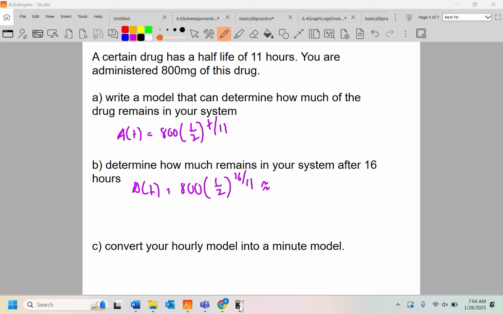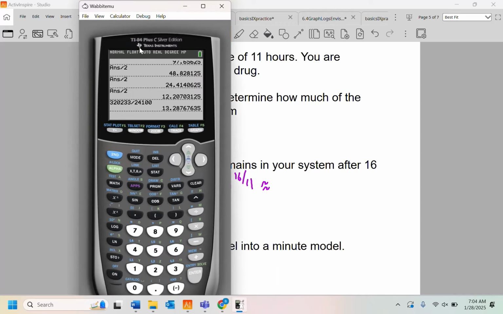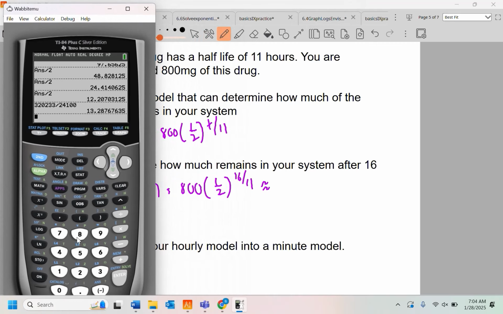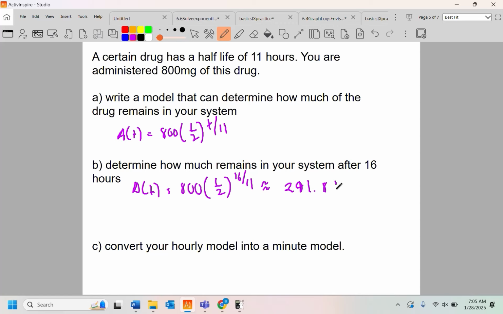It doesn't want to come up. Come on, calculator. So we got 800 times 1/2 to the 16 over 11 power. That is the 11th root of something to the 16th power. 291.8960 milligrams.